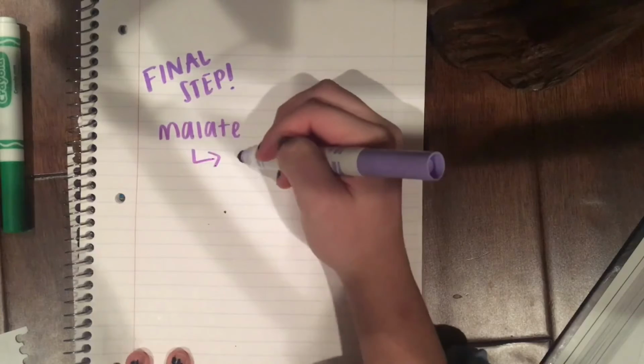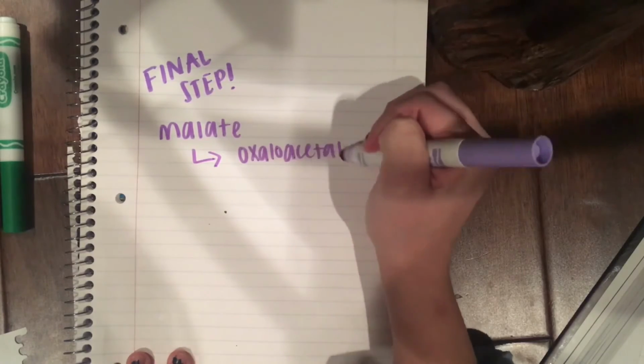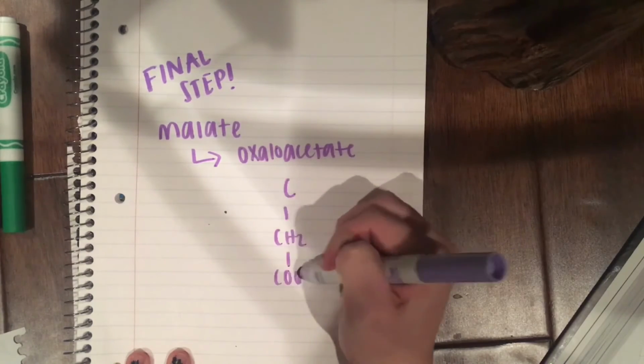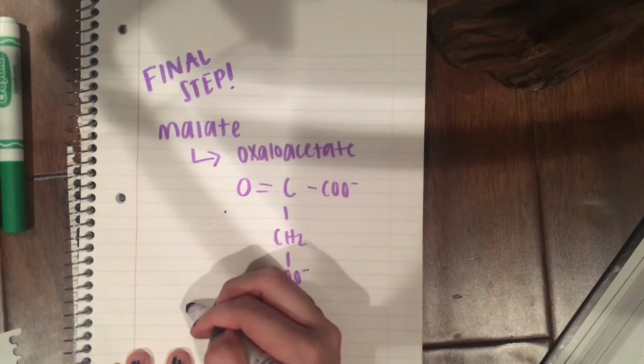For the final step, the malate is converted back to oxaloacetate, and during this process, it is reduced from NAD+ to NADH.